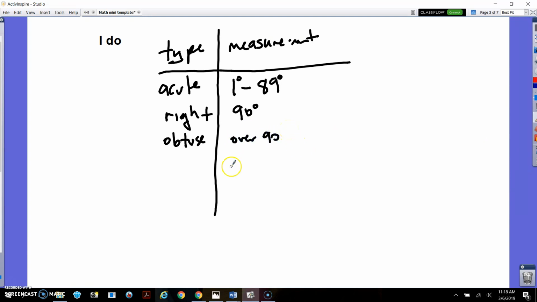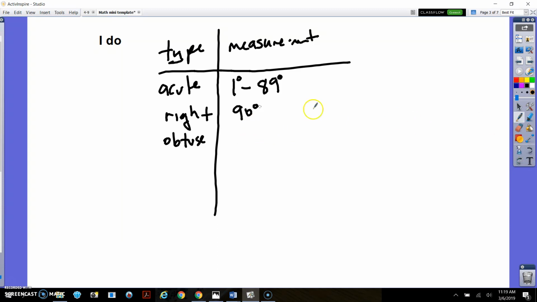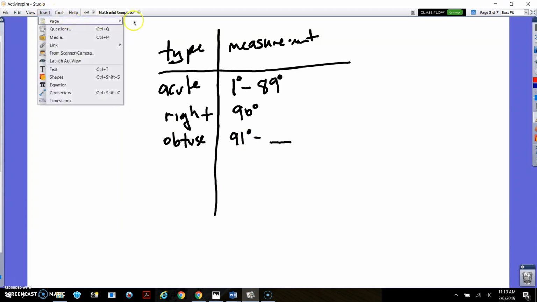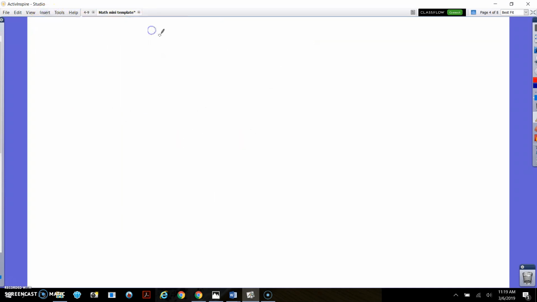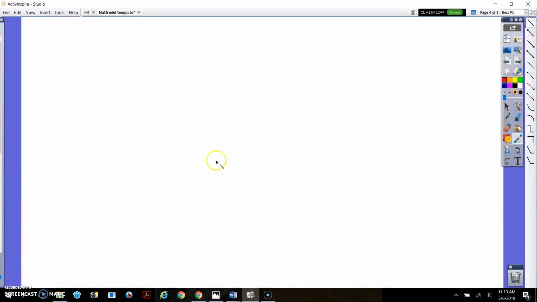Not exactly. That's not exactly fair, because it's not everything over 90. It's 90 up to a certain point. So it's like 91 up to, there's actually a maximum obtuse angle. So let me show you what I mean. If I make an obtuse angle here, we can say it's fine to do obtuse like barely over 90.